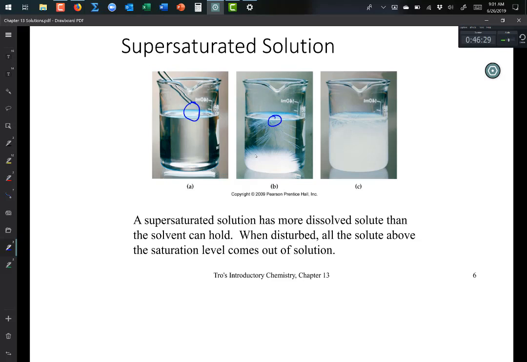And eventually, they probably dropped a crystal in there, hit the top, and started crystallizing, and went to the bottom, and is growing from the bottom.